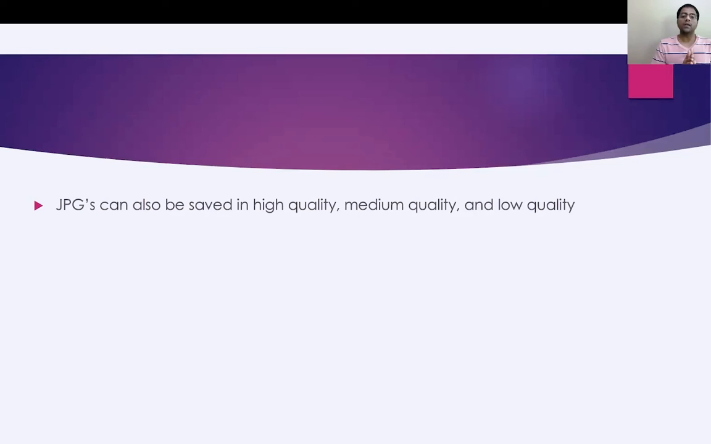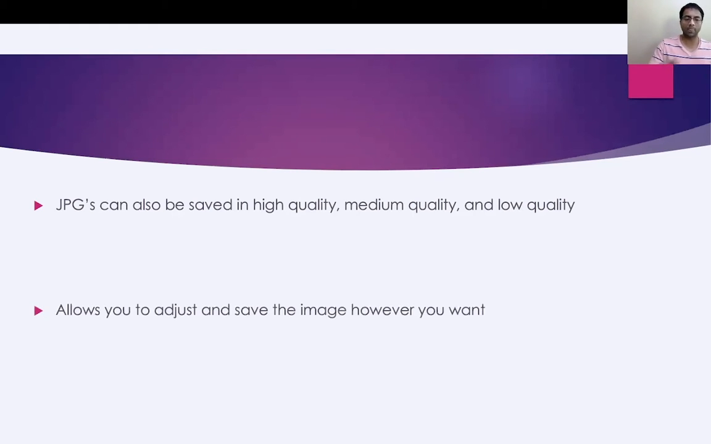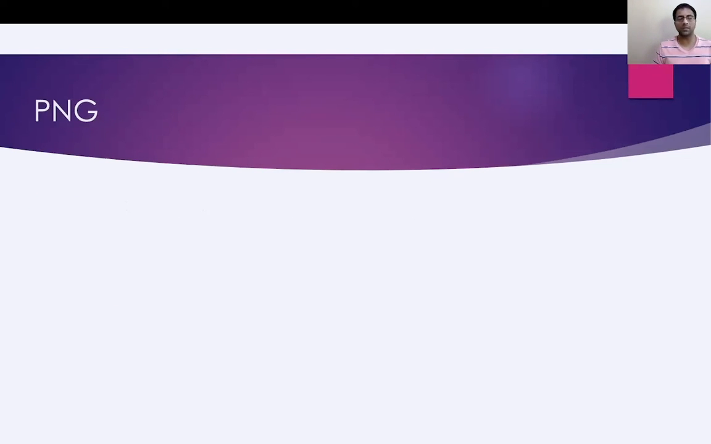One of the main important things with JPEG is you have options to save an image into a high quality JPEG, a medium quality JPEG, a low quality JPEG, or any other variations of it. JPEGs also allow you to adjust and save the image whichever way you want. That's one of the main reasons why JPEGs are also popular. It allows you to tweak the image, but also save the image in a particular resolution or any resolution and at any bit rates. The next popular file format is PNG, right?